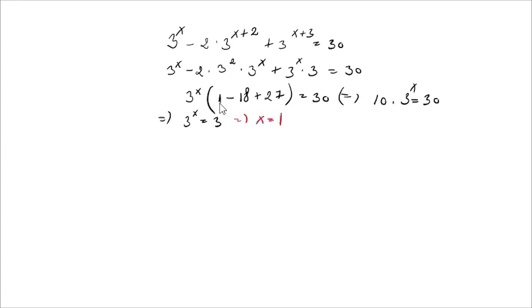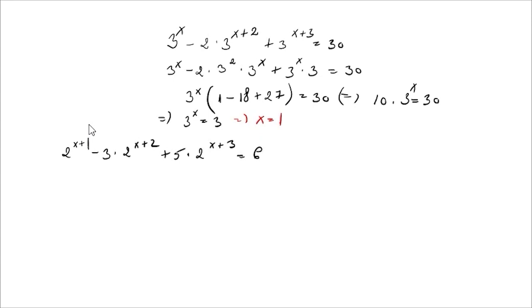Let's take the next example. 2 to the power of x plus 1 minus 3 multiplied with 2 to the power of x plus 2 plus 5 multiplied with 2 to the power of x plus 3 equals 6.